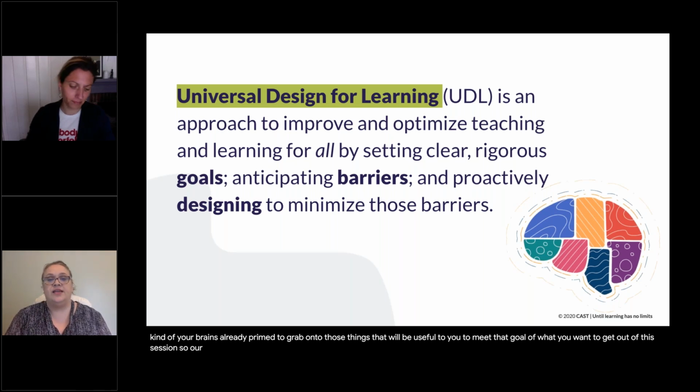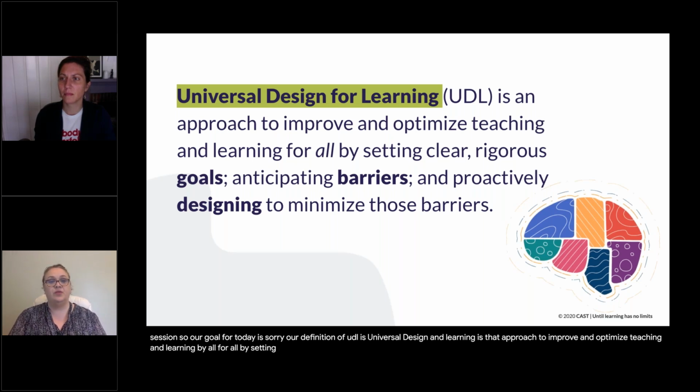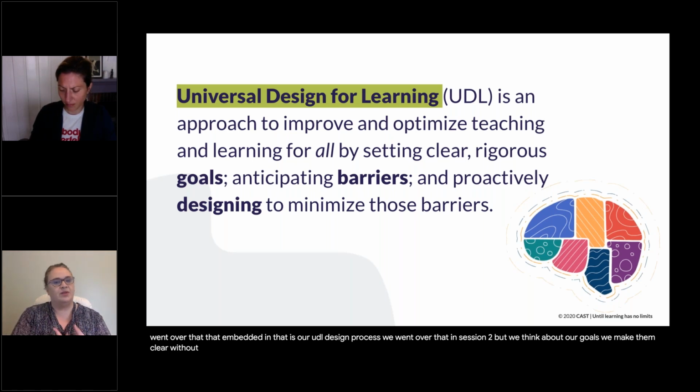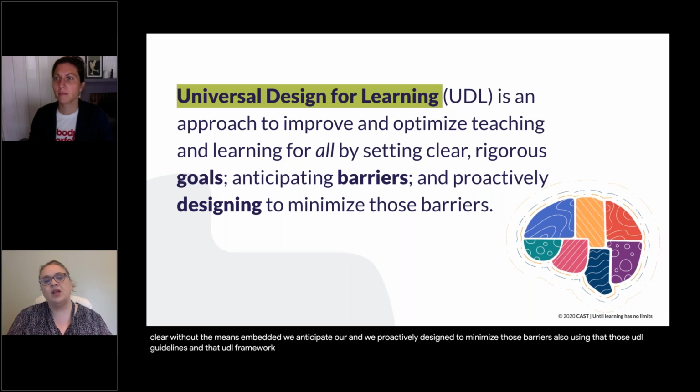So our definition of UDL is: universal design for learning is an approach to improve and optimize teaching and learning for all by setting clear and rigorous goals, anticipating barriers, and proactively designing to minimize those barriers. And we went over that. Embedded in that is our UDL design process. We went over that in session 2, but we think about our goals, we make them clear without the means embedded. We anticipate our barriers using that UDL framework, and we proactively design to minimize those barriers, also using those UDL guidelines and that UDL framework.